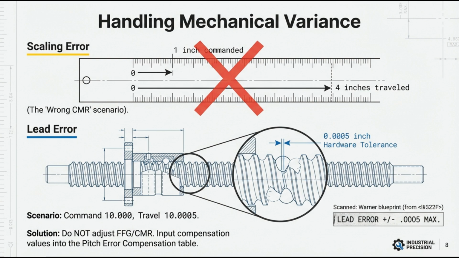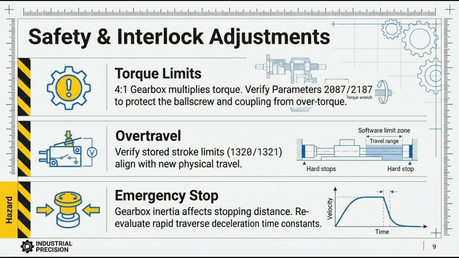When handling mechanical variants, do not adjust FFG or CMR to compensate for lead error. Instead, input compensation values into the pitch error compensation table. For safety, verify torque limits using parameters 2087, 2187, and so on. For overtravel, verify the stored stroke limits align with the new physical travel. Finally, reevaluate rapid traverse deceleration time constants due to gearbox inertia impacting stopping distance.